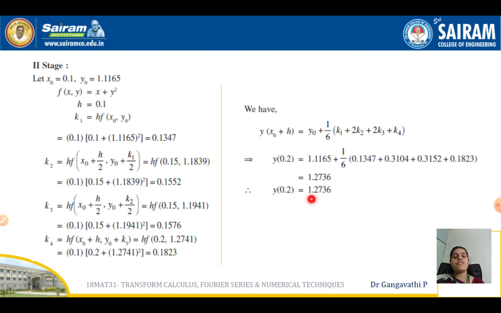So this is how you have to evaluate. We have done the problem in two stages because the values of x and h given for us in the problem were like that. Instead of h equal to 0.1, if it is given as 0.2, the entire problem could be completed in one stage itself. So first you need to observe all those things before you start doing the problem.